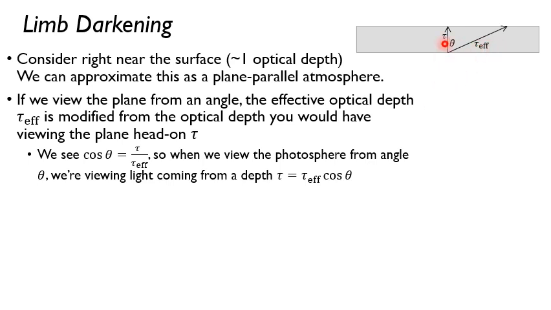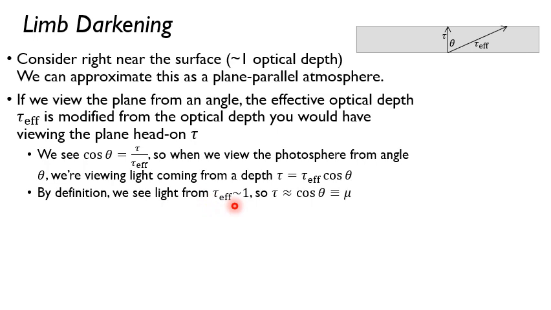And we find that the depth that you're looking at that corresponds to some effective optical depth is the effective optical depth times cosine of theta. Now, by definition, we're seeing light coming from an effective optical depth of around 1. Once your optical depth is greater than 1, the photon is going to scatter, or be absorbed, and so you're actually going to be viewing a photon, if it's a scattering event or an absorption and re-emission, from a shallower depth.